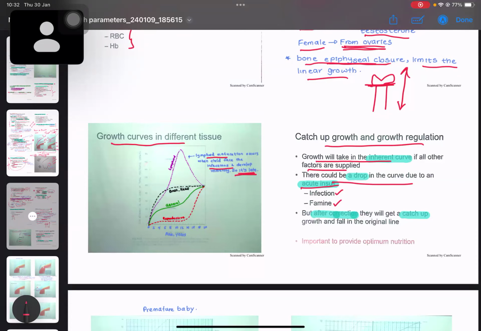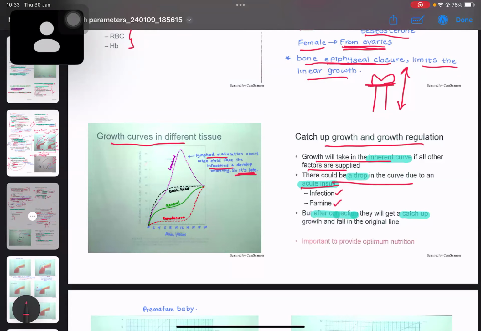For example, if a 1 year child who is eating properly and has adequate weight gain develops fever for 1 week duration, during that time the child won't eat properly, so the weight will reduce. So there could be a drop in the weight gain chart if there's any acute insult like infection.